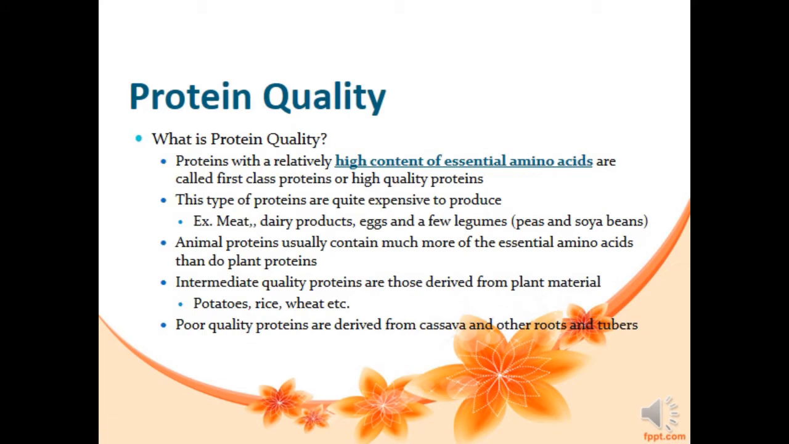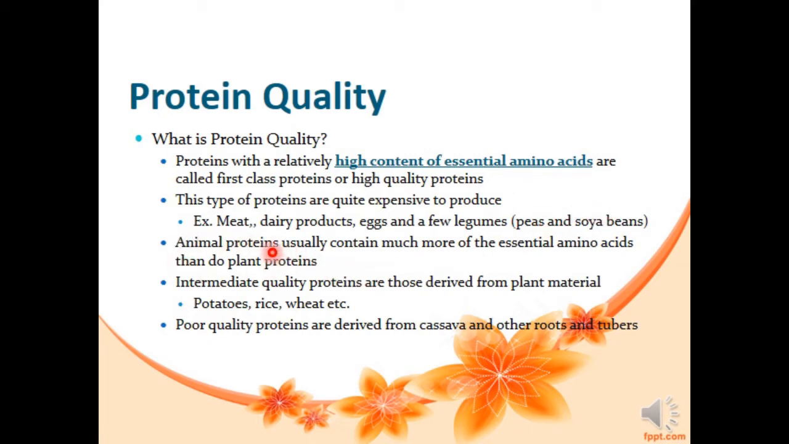Next, we move on to protein quality. So what is protein quality? Okay, so it's very much related to essential amino acids. Remember, essential amino acids are the amino acids that are needed from food. Your body needs them from food. So if the food contains high essential amino acids, then we can classify that as first class protein or high quality protein. Examples of high quality protein include meat, dairy products, eggs, and a few legumes such as pea and soya bean.